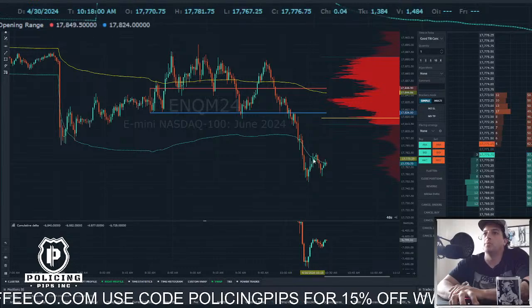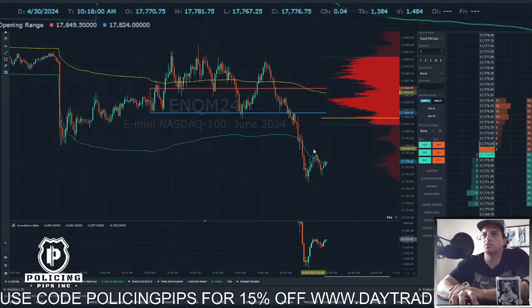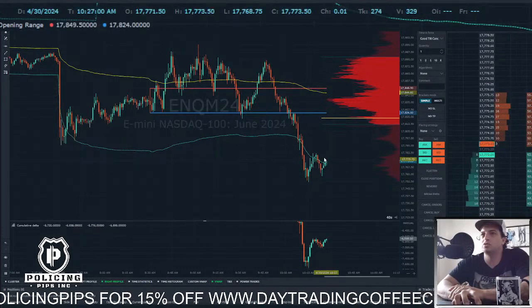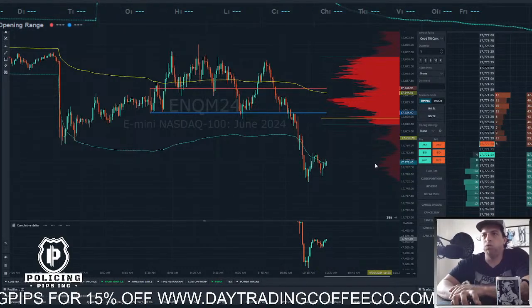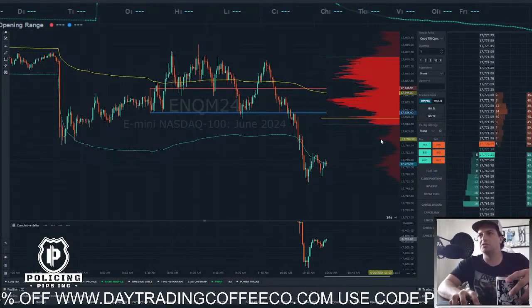Looking like we want to hold above this VWAP. Trying our best. Making new highs in delta. Price not quite making new highs. If you do start to make new highs in price, I would expect a magnet up into 96.